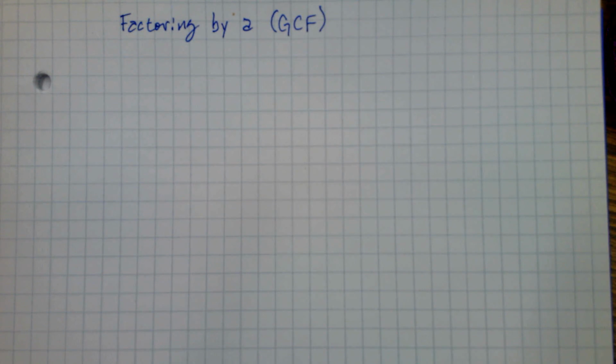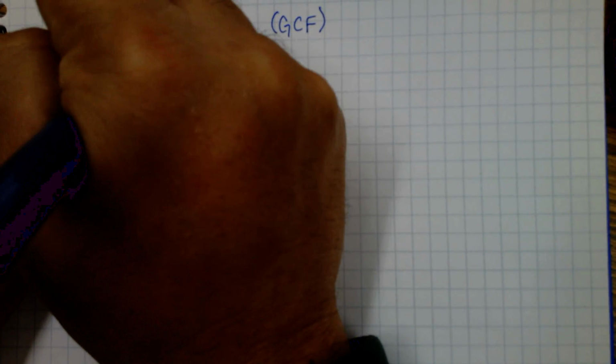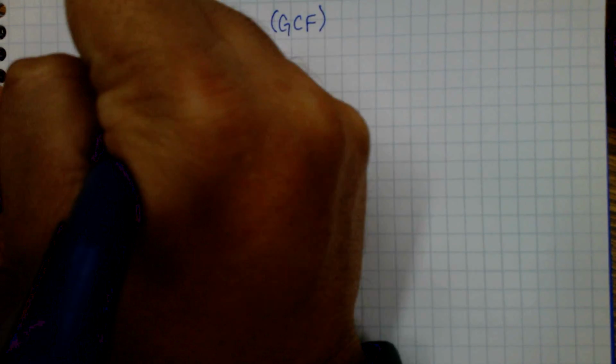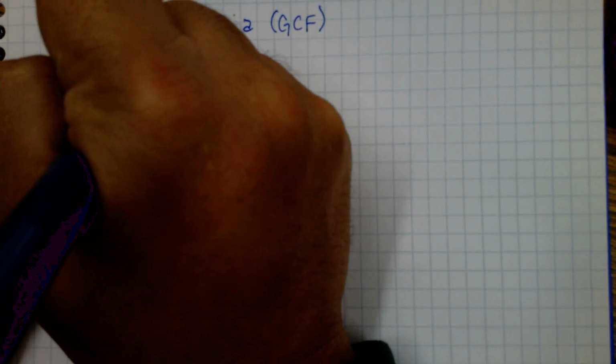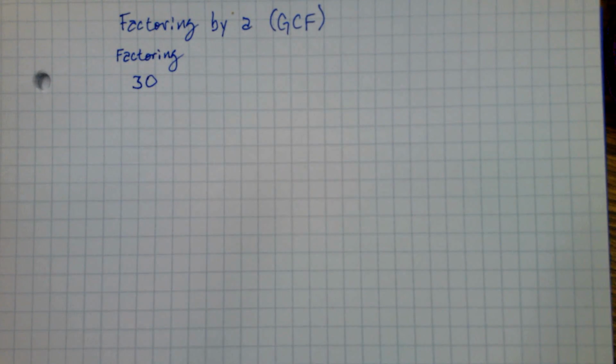Okay, guys. So we're going to start factoring. Let me give you an idea of what this is all about. So, factoring. You probably remember, say we take a number like 30. Okay? And we can break it down into its prime numbers.